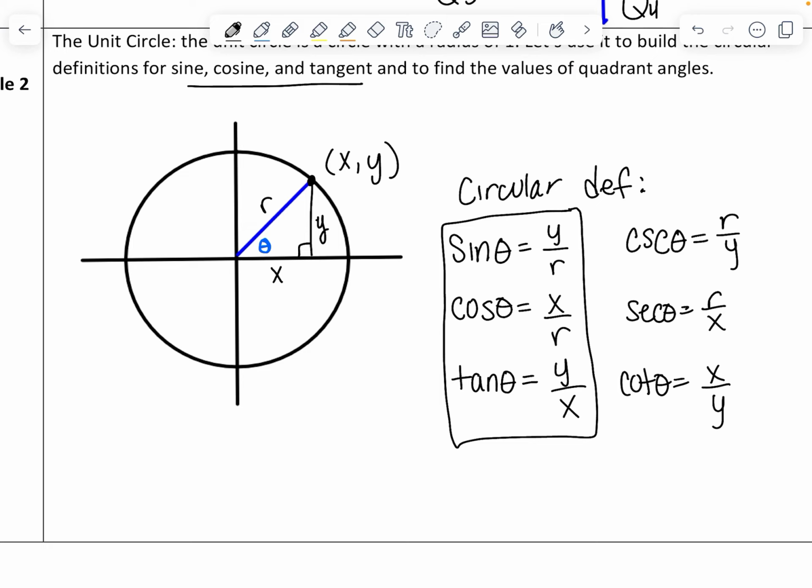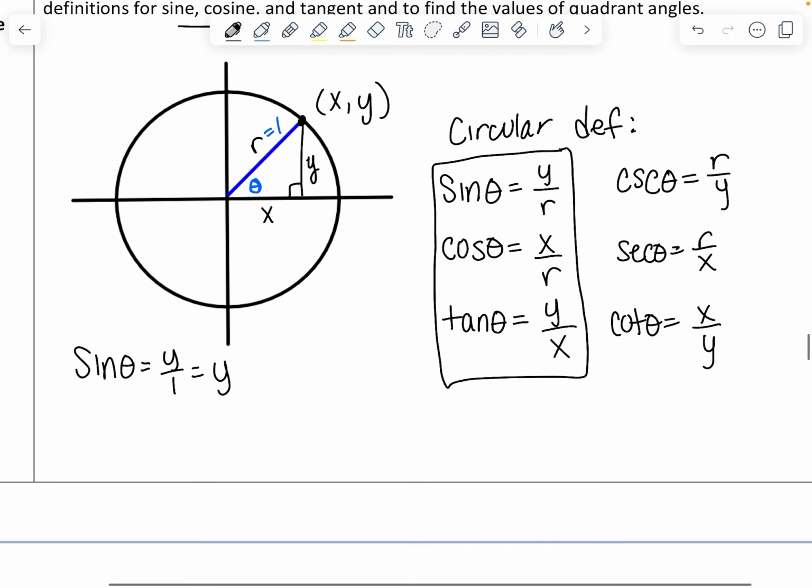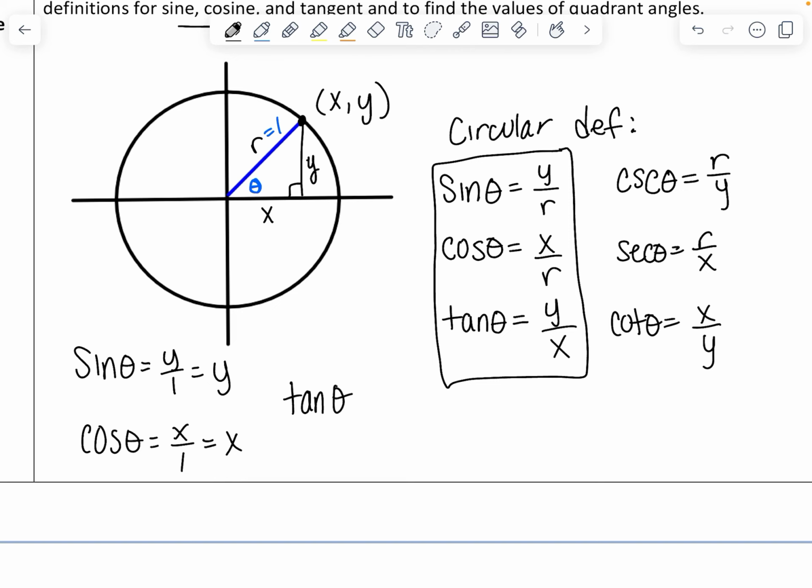In the unit circle, like I had mentioned, it has a radius of 1. So if your radius is equal to 1, then these would simplify. Sine of theta would be y over 1, which would just be the y coordinate around your unit circle. Cosine of theta would be x over 1, which is just going to be the x coordinate. And so sine is y and cosine is x, and tangent is y over x. Then tangent is the same thing as sine over cosine.